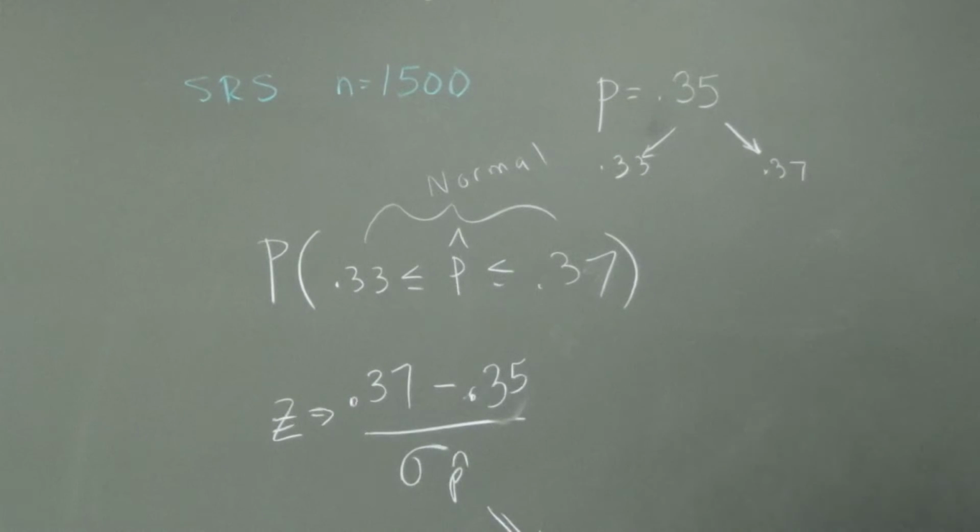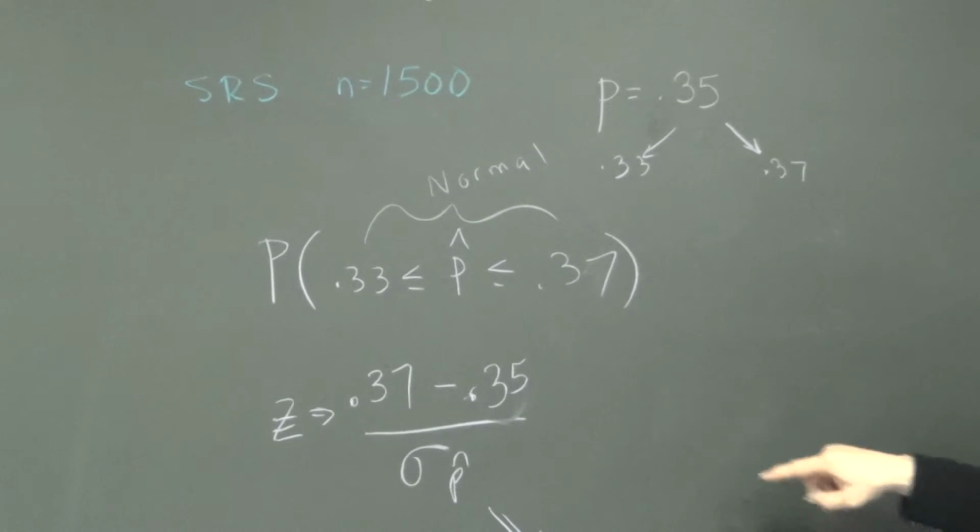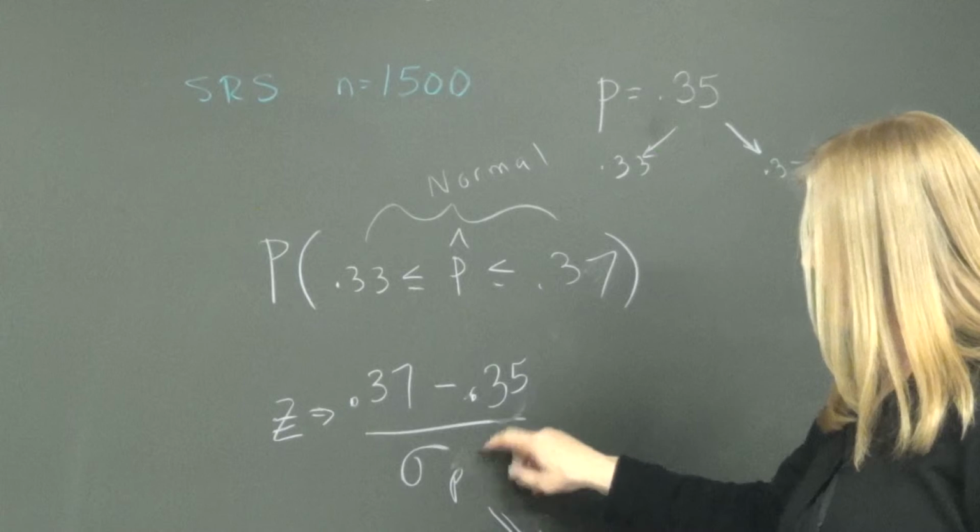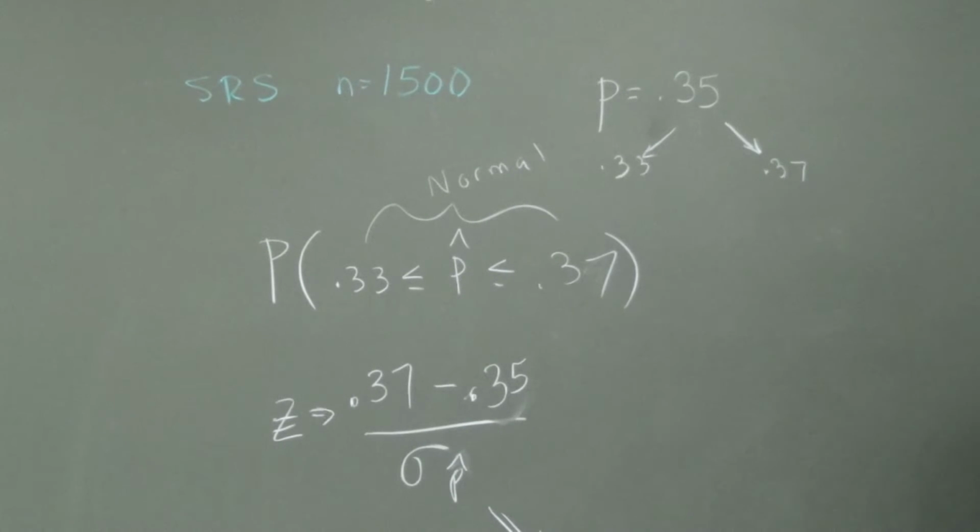I need the standard deviation of p hat. So throw in the numbers from our sample: n is 1500, p is 0.35, 1 minus p is 0.65. Take the square root.